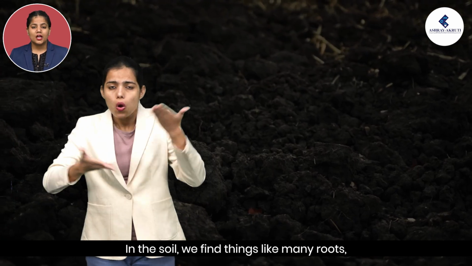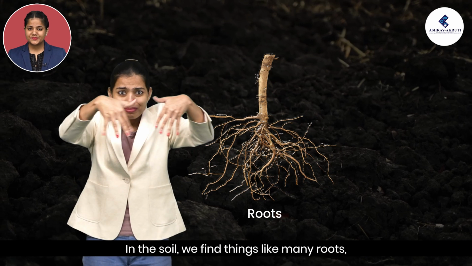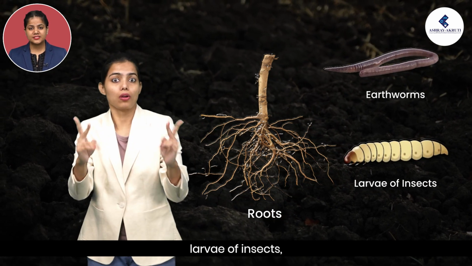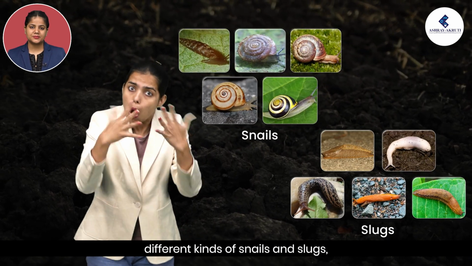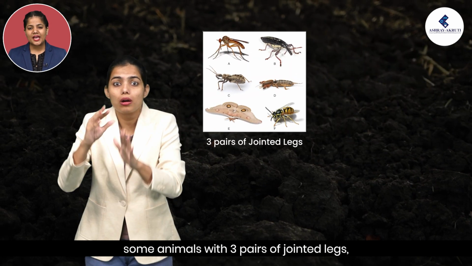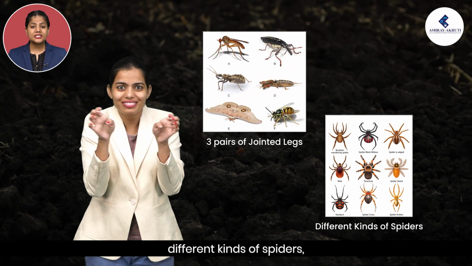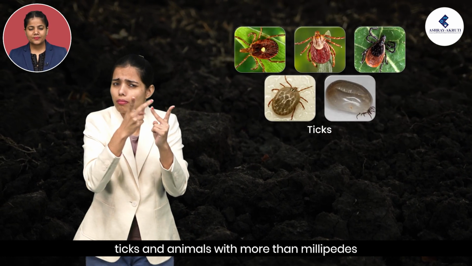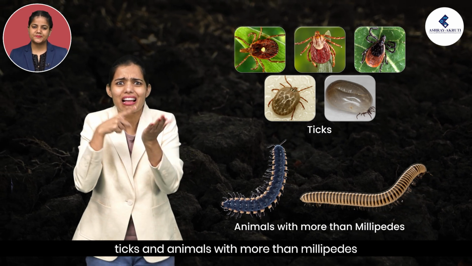In the soil, we find things like many roots, earthworms, larvae of insects, different kinds of snails and slugs, shells, some animals with 3 pairs of jointed legs, different kinds of spiders, mites, ticks, and animals like millipedes.